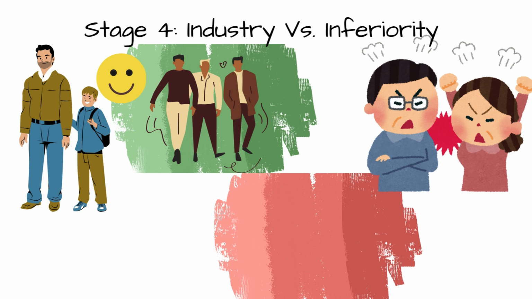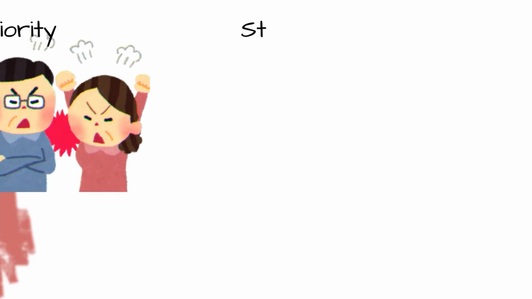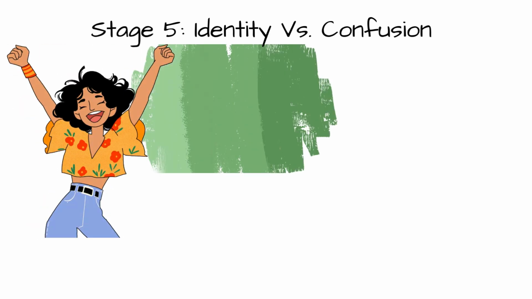Successfully finding a balance at this stage of psychological development leads to the strength known as competence, in which children develop a belief in their abilities to handle the tasks set before them. Stage 5. Identity versus confusion. The fifth psychological stage is centered on identity versus role confusion. At this point in development, the formation of a personal identity becomes critical.